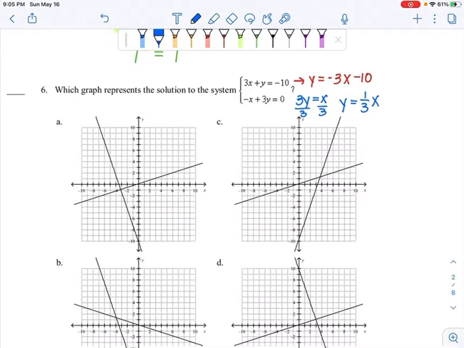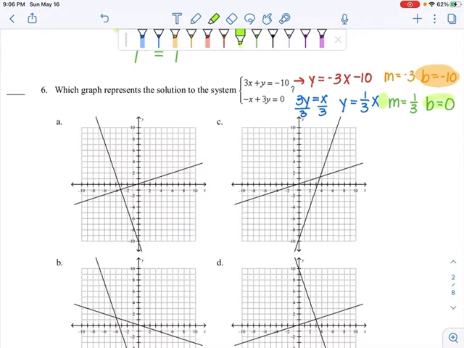So a helpful tool to use to figure out which graph represents it is to find the slope and y-intercept. So the slope for the first one is -3, and the y-intercept is -10. For the second one, my slope is 1/3, but I don't have that plus b part, so my y-intercept is just 0. Okay, so one helpful tool first is to look for the y-intercepts.